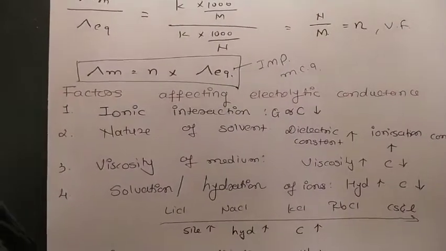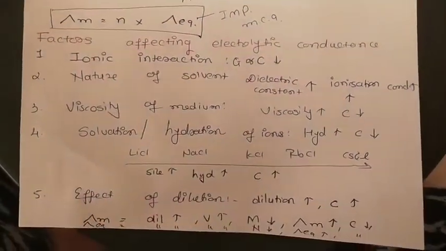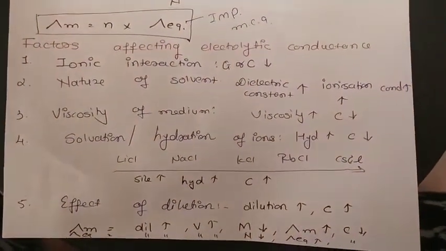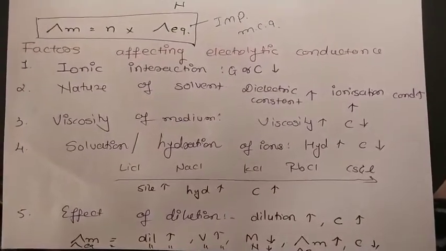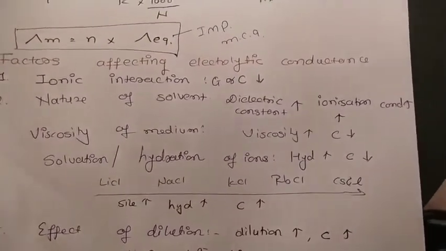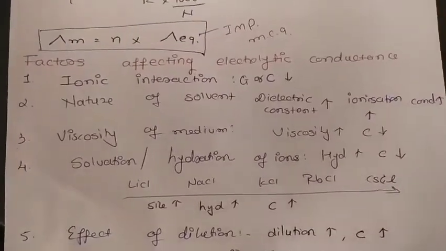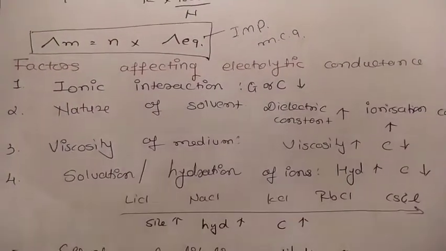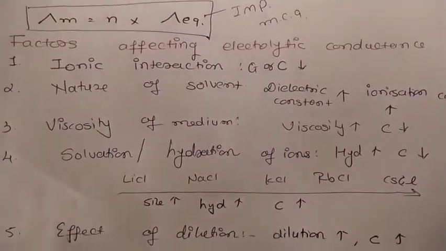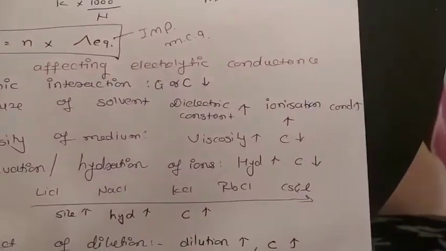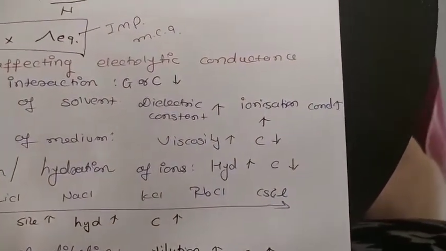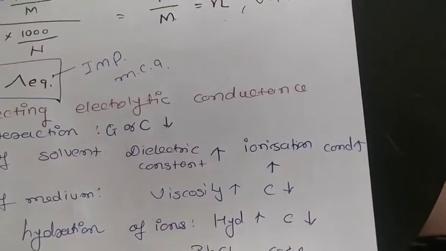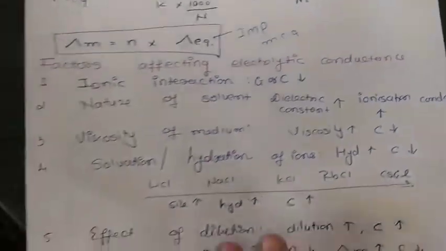Now next are the factors affecting electrolytic conductance. A number of MCQ questions will come from this, so the concept should be clear in your mind. First is ionic interaction. If ions interact with each other, then the conductance will decrease. Next is the nature of the solvent. If the dielectric constant is more and ionization is more, then conductance will be more. The more the number of ions, the more the conduction.